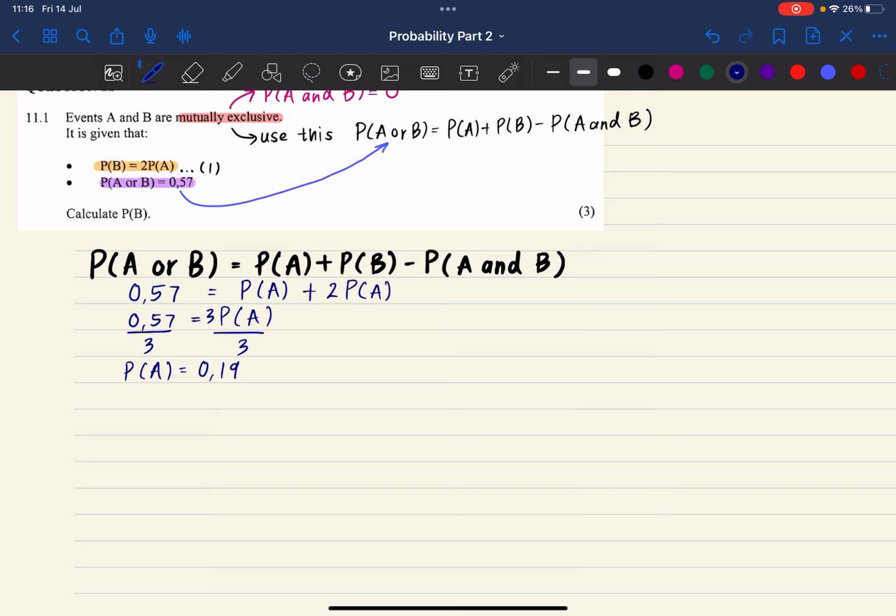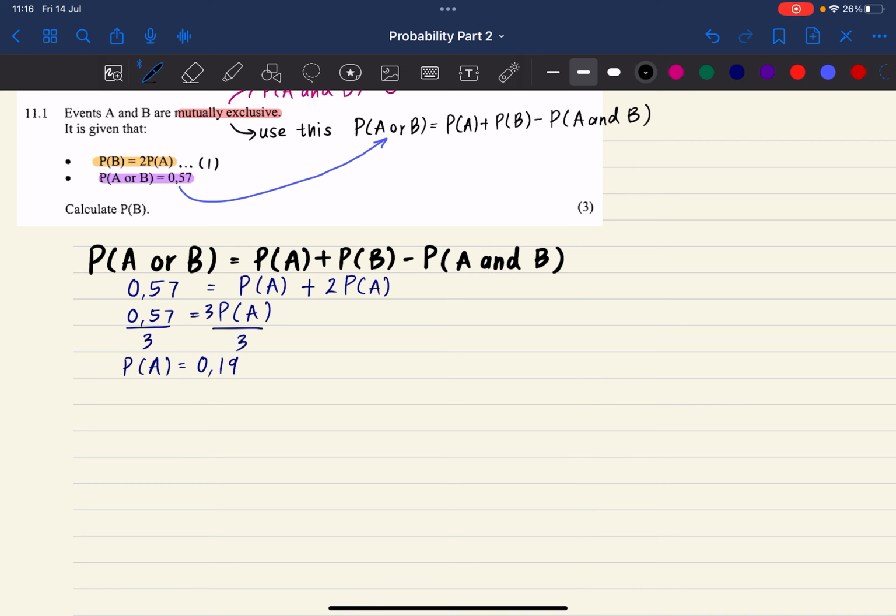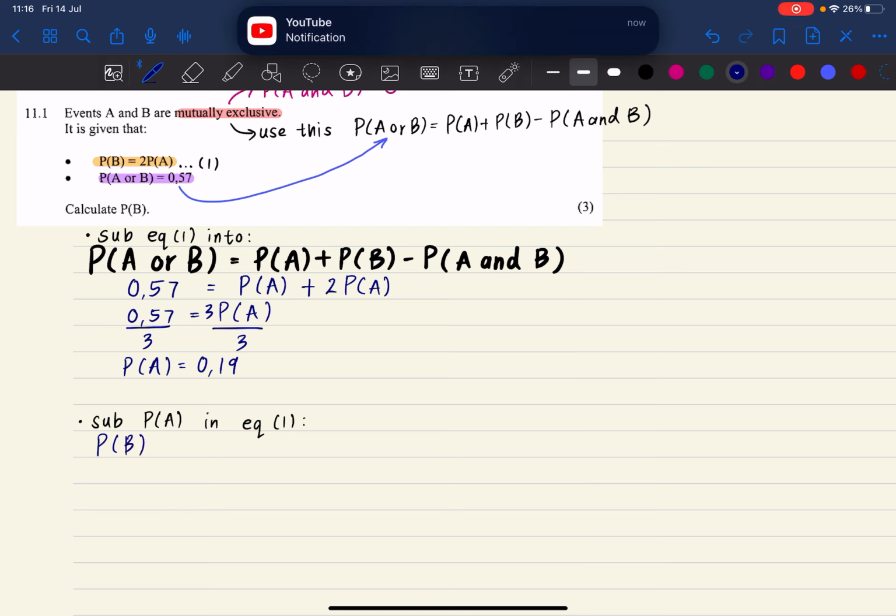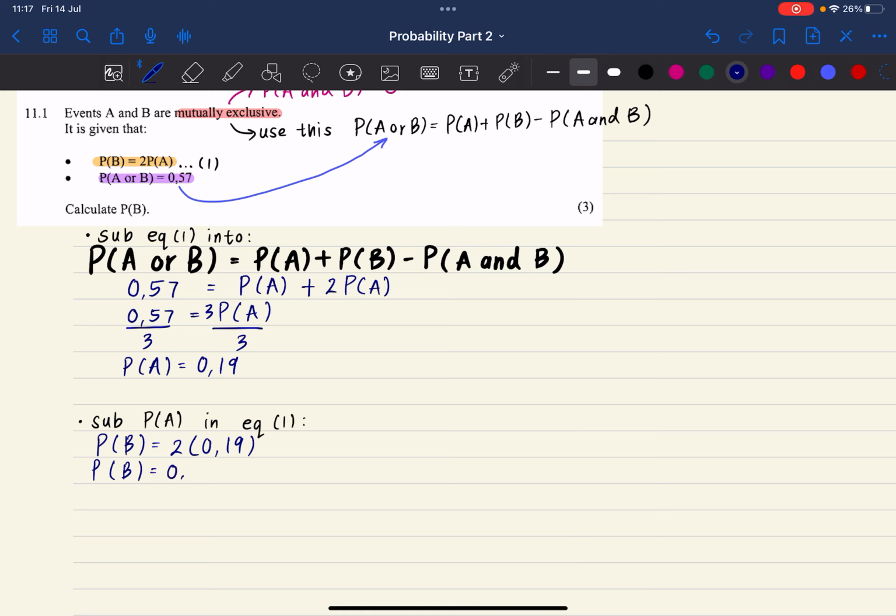Now, to find out the value of PB, this resembles the method that you use to find simultaneous equations, x and y. We are going to take what we found and substitute it back into the original first formula. So I'm going to write down here the steps that I've done. I'm going to say sub equation 1 into this formula. So that was the first step. And then substitute the value of PA into equation 1, so that we can find the value of PB. It is going to be PB is equal to 2 times 0.19. And so PB is going to be equal to 0.38. So this is our final answer.